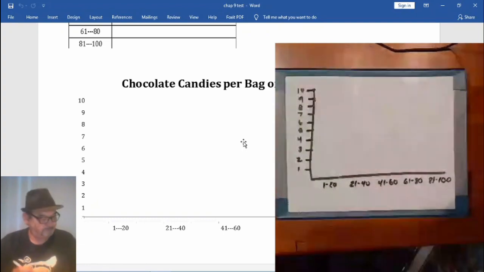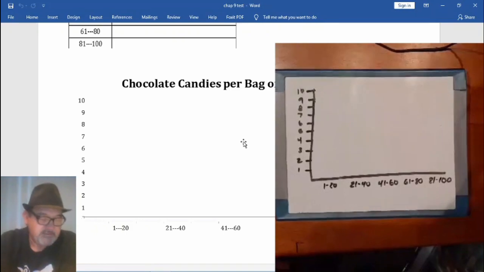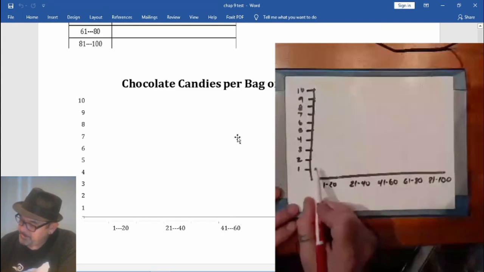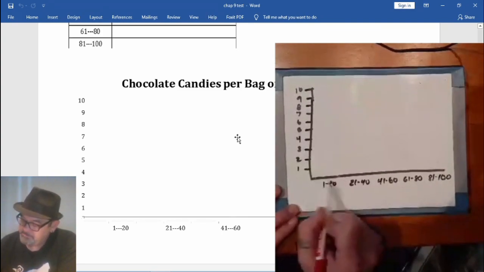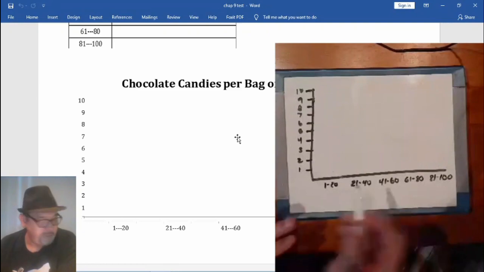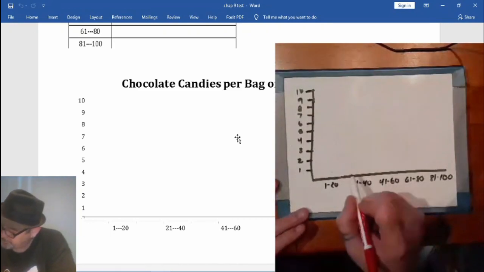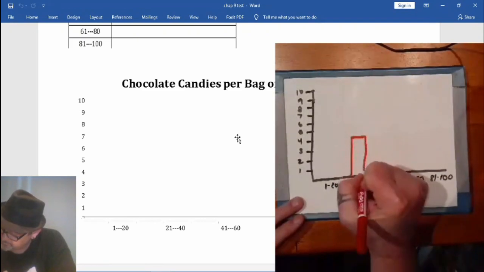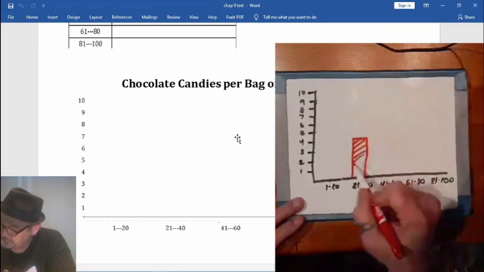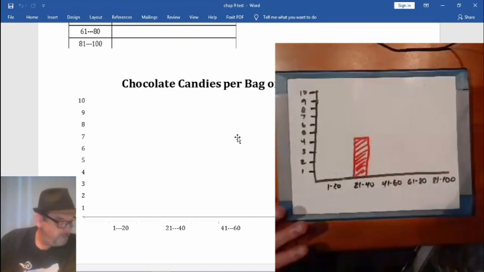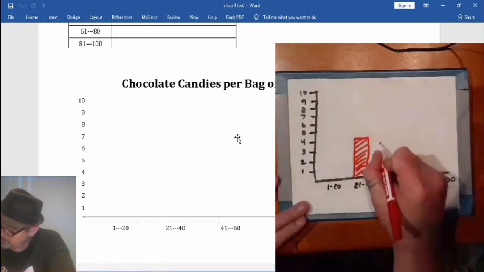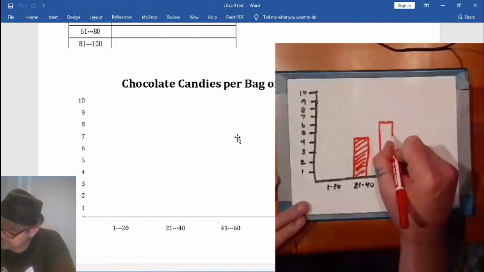Well, we go back to our table that we just filled out, number of values. There was nothing in 1 through 20, so I'm not going to put anything here. There's no bar right here because there were none. For 21 to 40, there were 4, so I'm going to draw a bar up to 4 like this. And there we go. For 41 through 60, there were 6, so I'm going to draw a bar up to 6, like so.